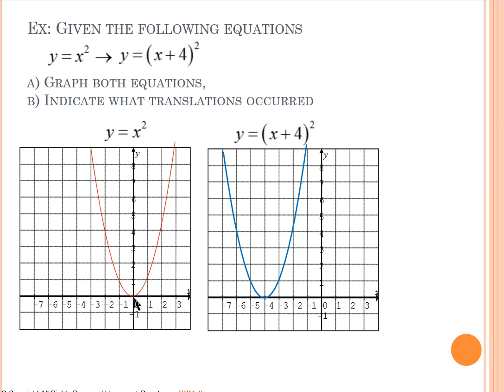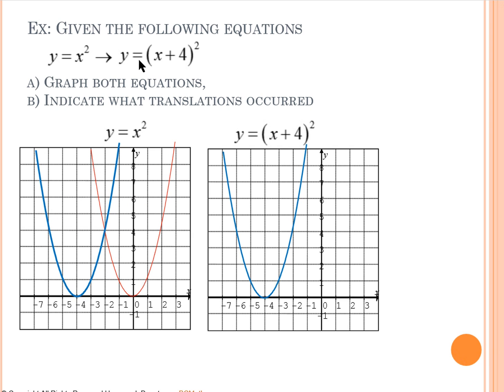So what do you notice about the red graph and the blue graph? Well, for the red graph, my vertex is at (0, 0). And for my new graph, y equals (x plus 4) squared, my vertex is actually at the point (-4, 0). All right, so what I see is my original graph right here, it's actually moving 4 units to the left.